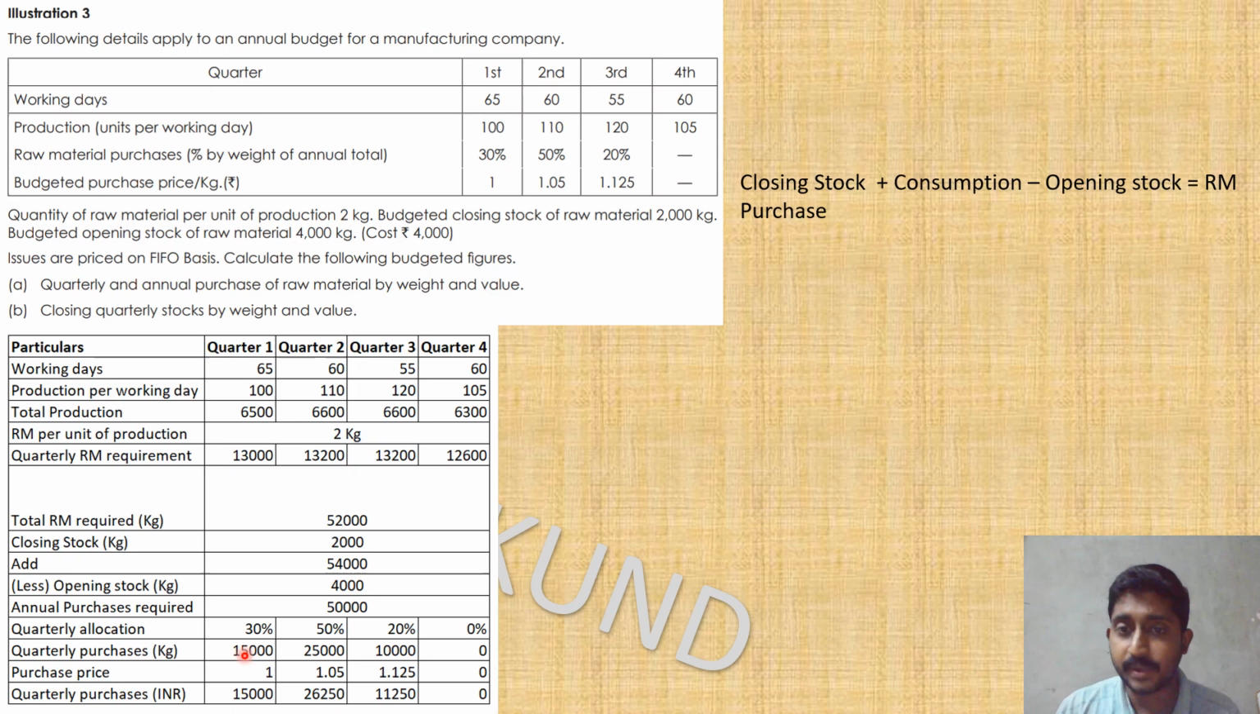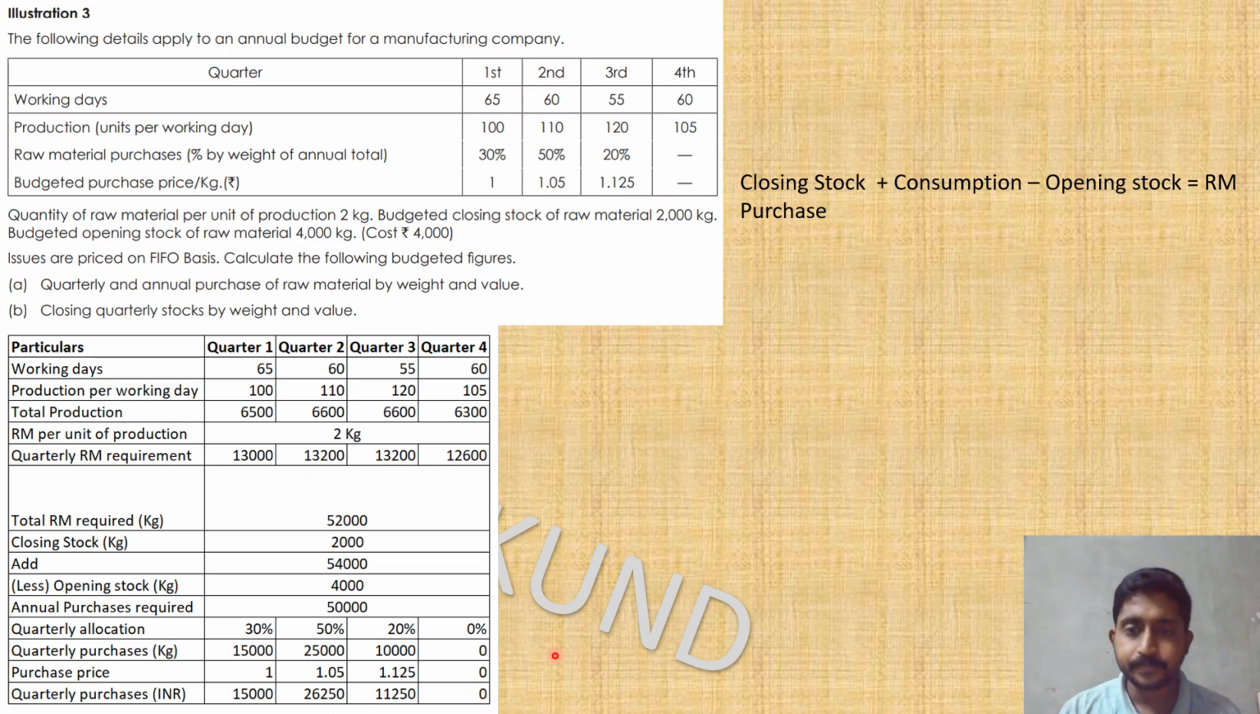Okay, but here it is purchases. So purchasing price, it is already given 1 rupee, 1.05 and 1.125. So we are just applying the purchasing price. So kg multiplied by the purchase price, you can find the annual purchases in rupees. Now we have found in the rupees. Now you can add all these purchases in rupees to find the annual purchases in rupees. So annual purchases in rupees we have found, annual purchasing quantity we have found, quarterly purchasing quantity we have found, and quarterly purchases value in rupees also we have found.